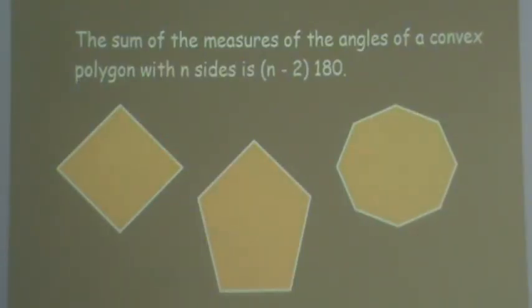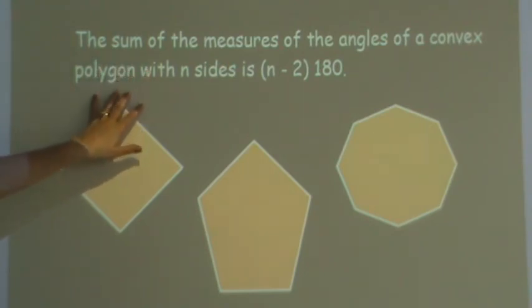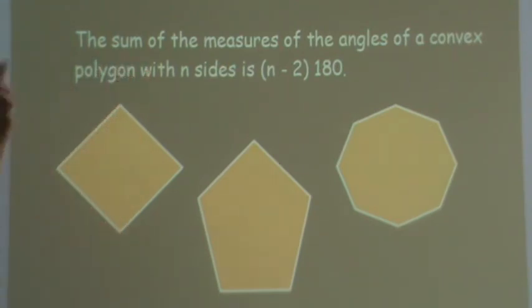Okay, all right, this is a rule you're going to need. Write this down. It says the sum of the measures of the angles of a convex polygon with n sides is n minus 2 times 180. So convex polygon means all your points are out. Polygon, you know what a polygon is. It could be 4-sided, 5-sided, whatever it happens to be. It could be a triangle.